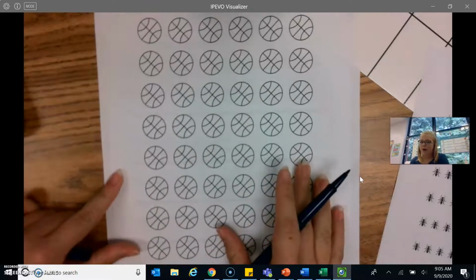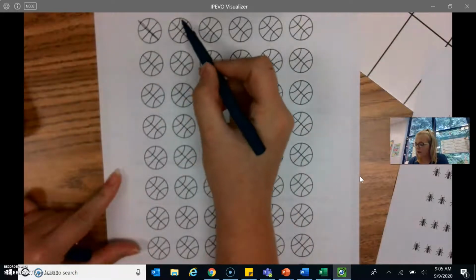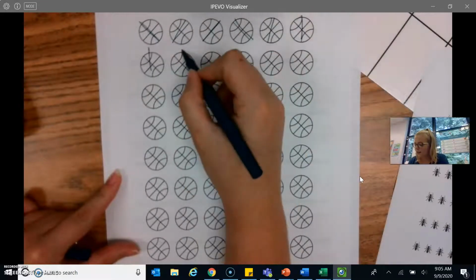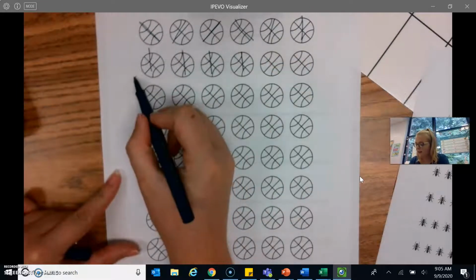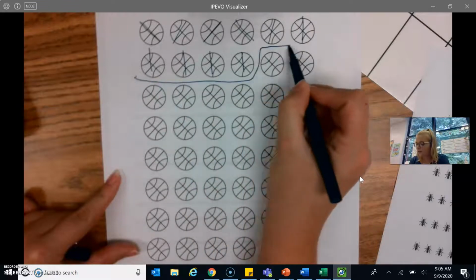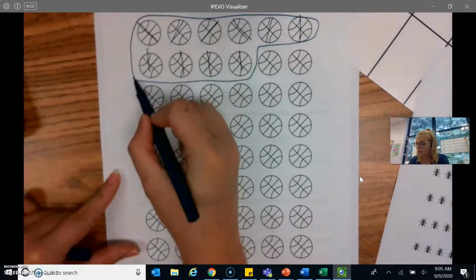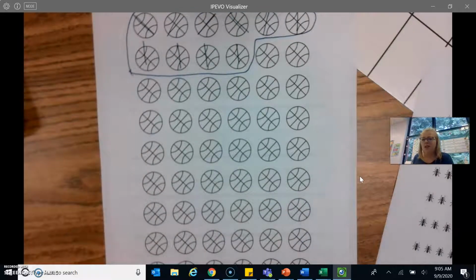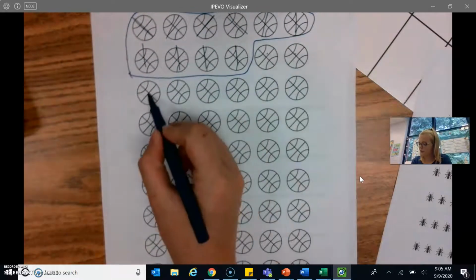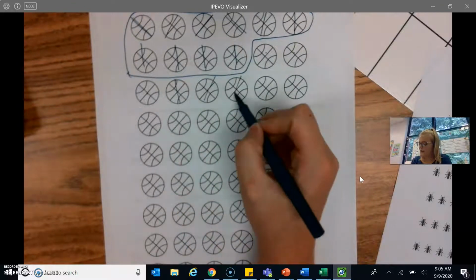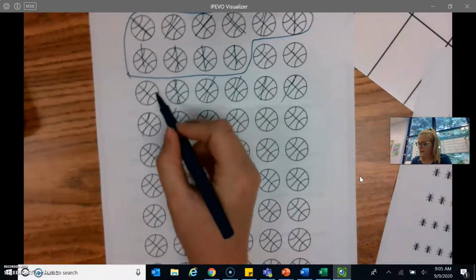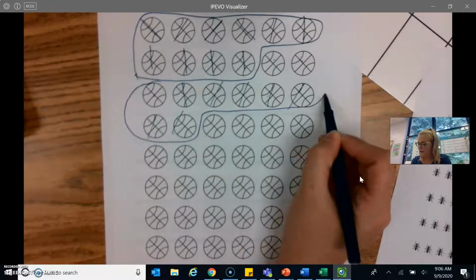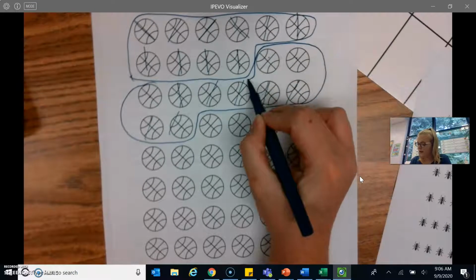So let's count a group of 10. 1, 2, 3, 4, 5, 6, 7, 8, 9, 10. I'm going to circle my group of 10. So that's one group of 10. Do you think I have another group of 10? Probably. So I have 1, 2, 3, 4, 5, 6, 7, 8, 9, 10. Make sure you cross them out as you go. I didn't do so well crossing them off that time. So another group of 10.